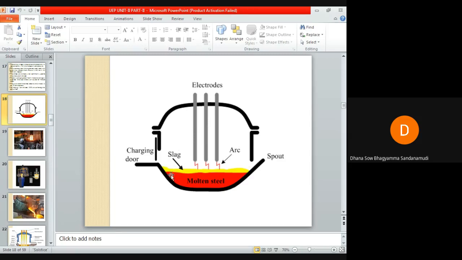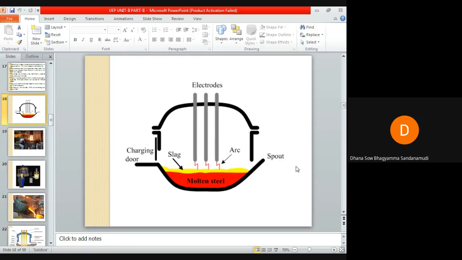Through this spout, initially the slag will come out after melting the substance. The slag is taken out by some other vessel. Later on, the molten steel is collected in some other vessel.